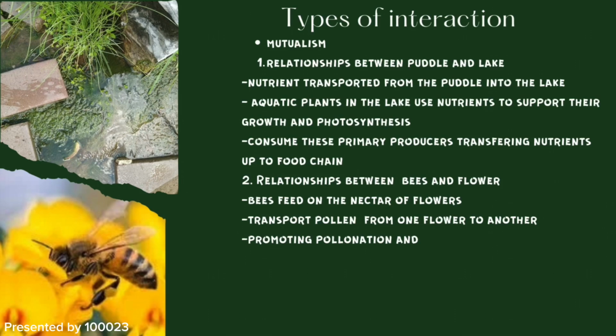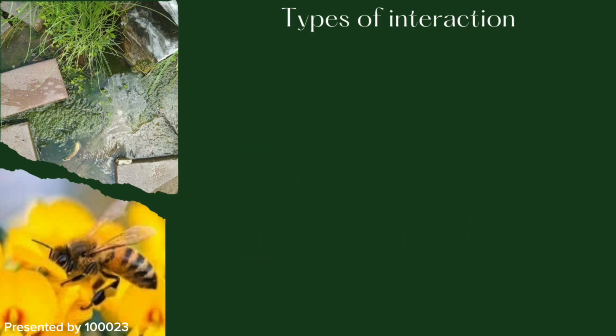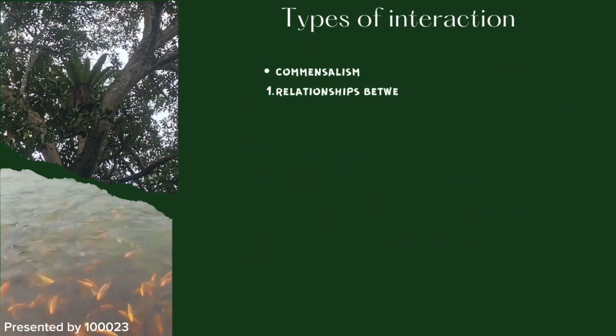Next is the relationship between bees and flowers. Bees feed on the nectar of flowers and, in doing so, transport pollen from one flower to another, thereby promoting pollination and plant reproduction. Commensalism. Commensalism is when one organism benefits from the relationship while the other organism is neither helped nor harmed.